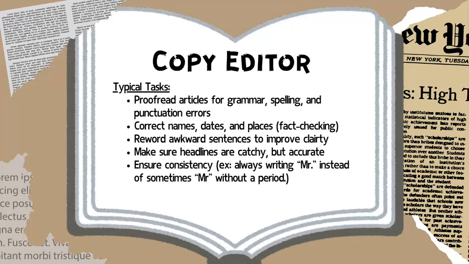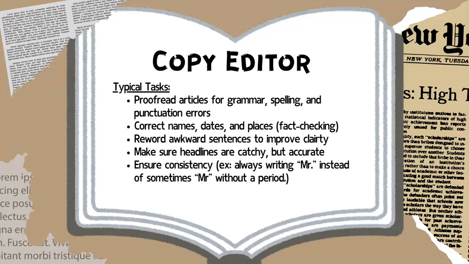All right, to end things here, our copy editor's tasks are going to be things like proofreading articles for grammar, spelling, and punctuation. Again, fact checking, make sure we have correct names, dates, and places. If there is something that is a little bit confusing in an article or a little bit awkward, you might have to work to reword those things. Making sure that the headlines we choose are catchy, but they are accurate. And ensuring consistency. Again, this comes back down to the details.